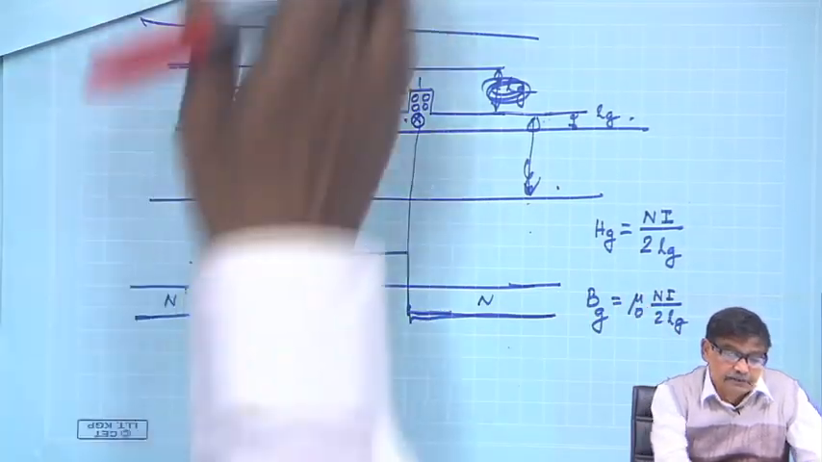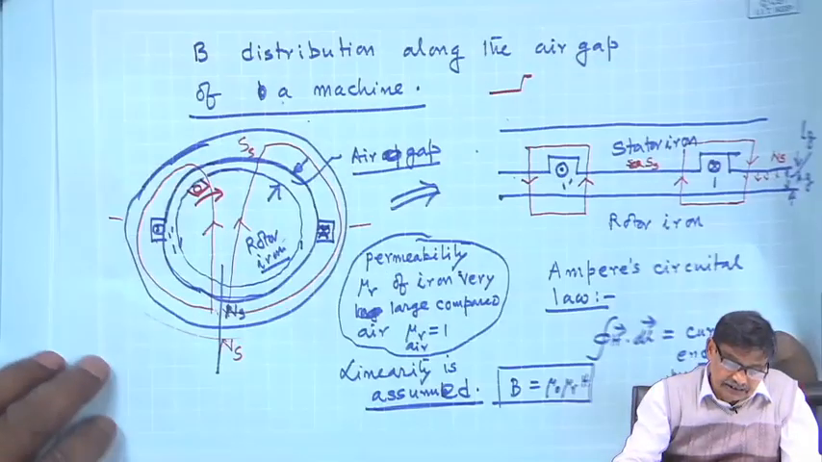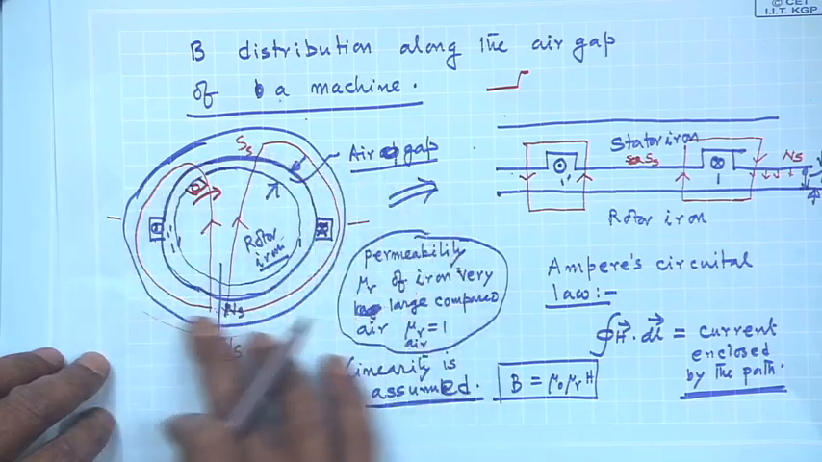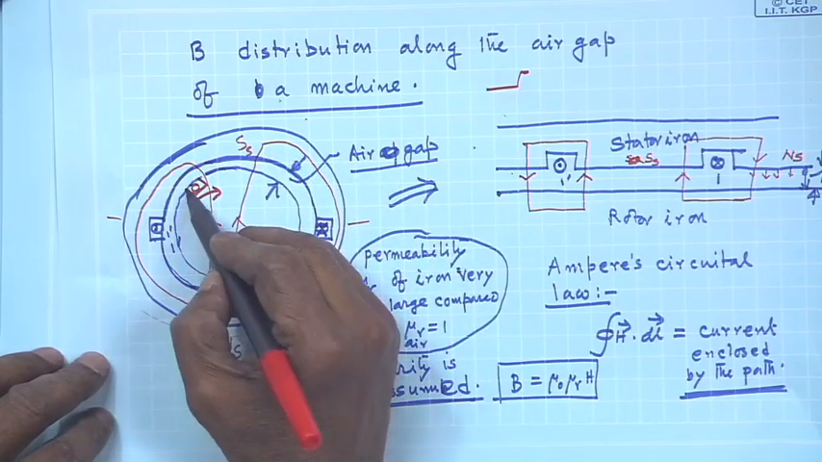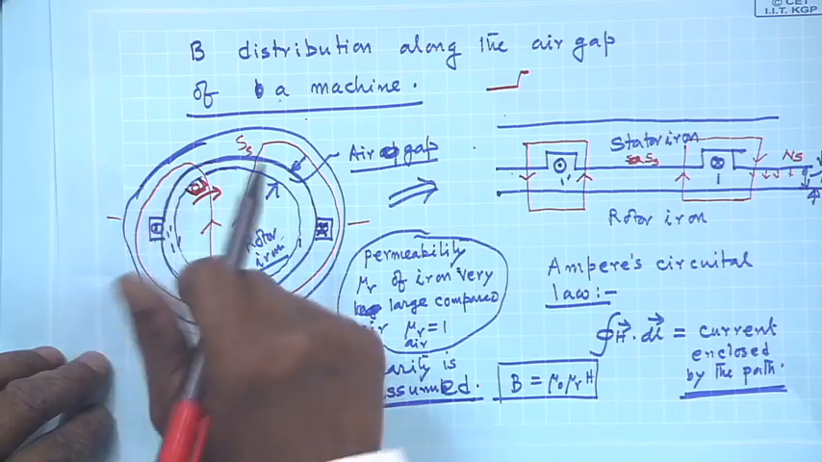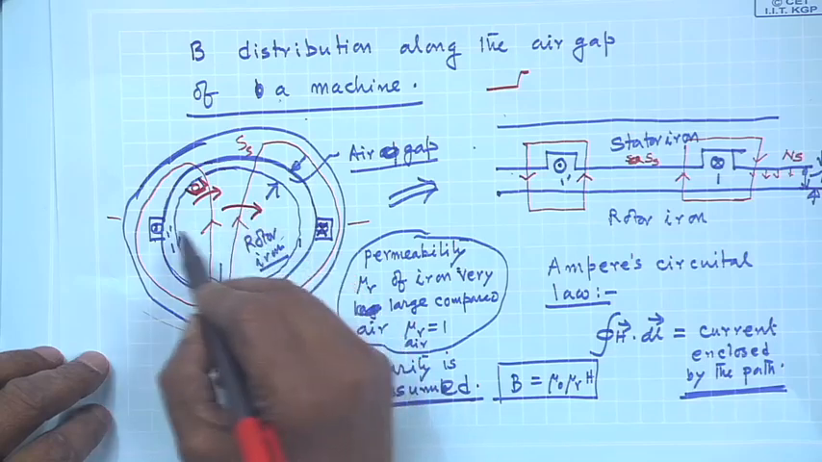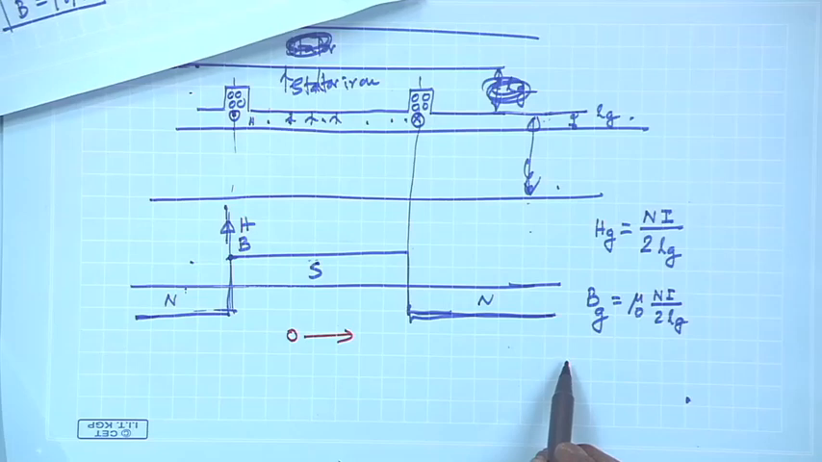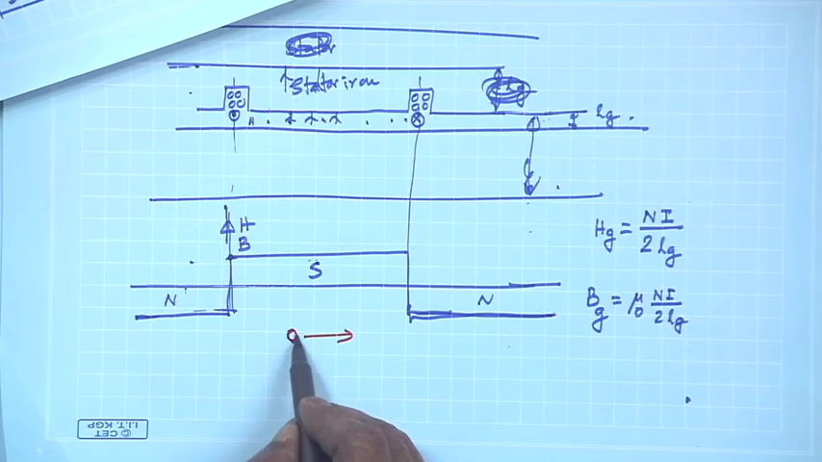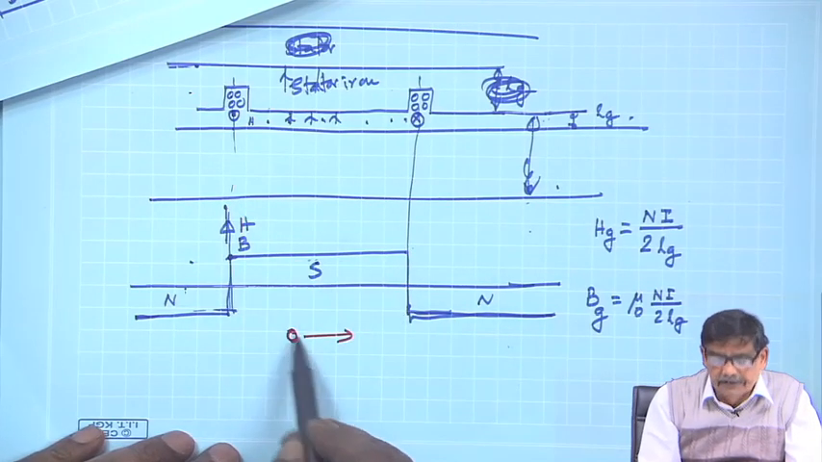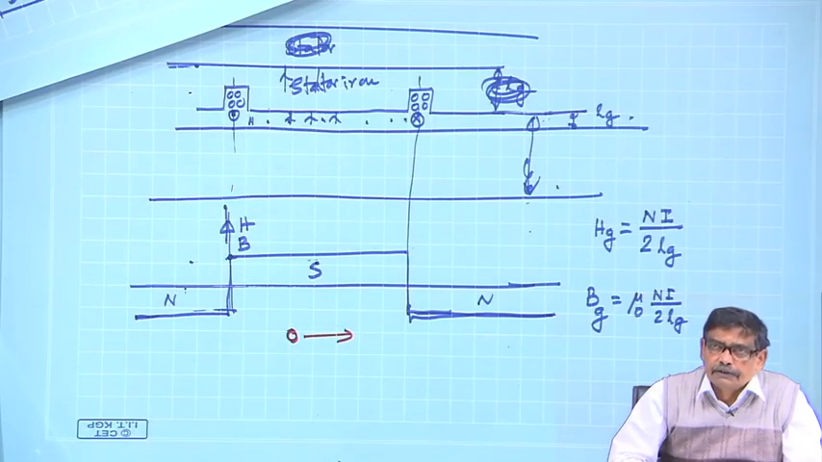For such a machine which has on the stator a multi-turn coil carrying some current, its field distribution will be rectangular, and you have a single conductor placed on the rotor surface, and suppose by some external agency it is moved in this direction. Then the value of the voltage induced here is BLV, with LV constant. Therefore, whatever is the nature of B, that will be traced by the induced voltage pattern.